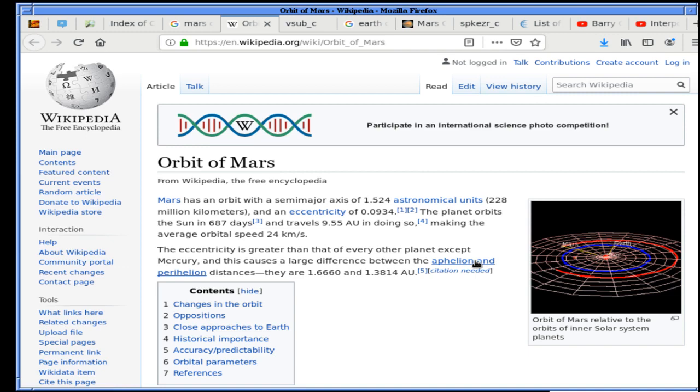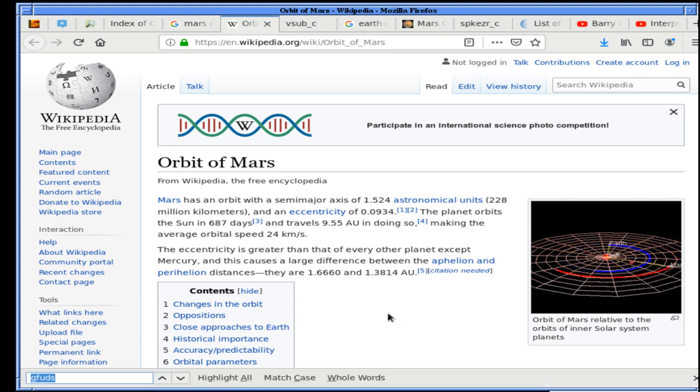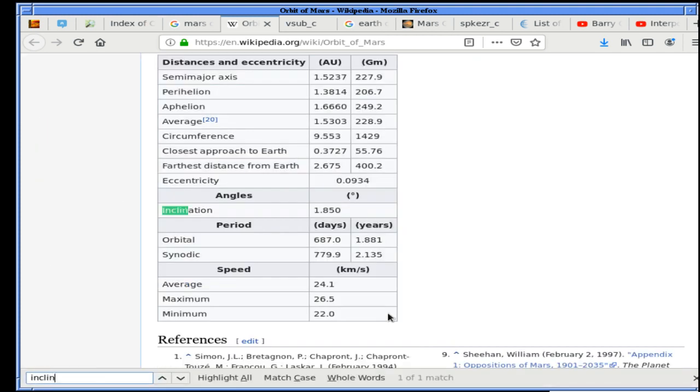Shiny. Oh, cool. It actually has the Earth there, too. Sort of shows how that all works. Inclination: 1.850 degrees from the ecliptic. That's actually not that bad.